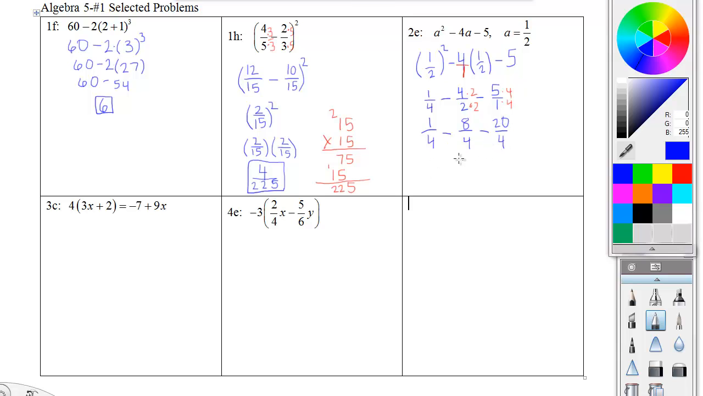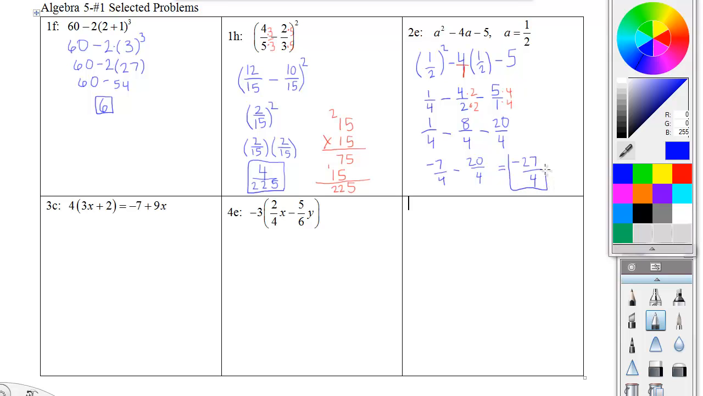Now I need to combine all these fractions. And it's just subtraction left, and remember to do addition and subtraction from left to right. It'll help you get the answers correct confidently, and it works great that way. And it's the correct way to do it. So 1 minus 8 is negative 7 over 4 minus 20 over 4. And negative 7 minus 20 is negative 27 over 4.